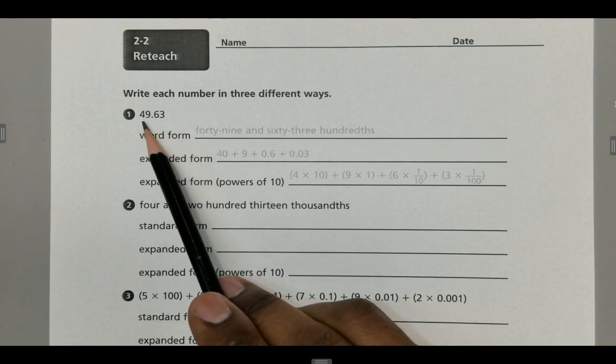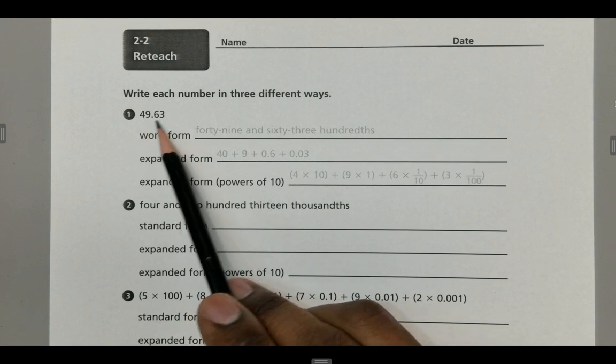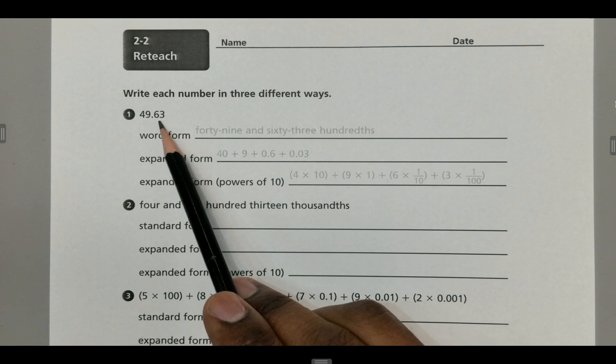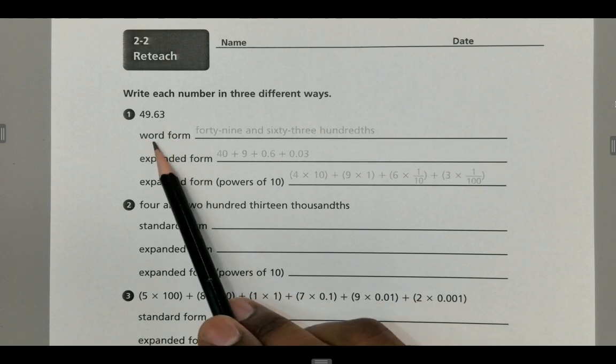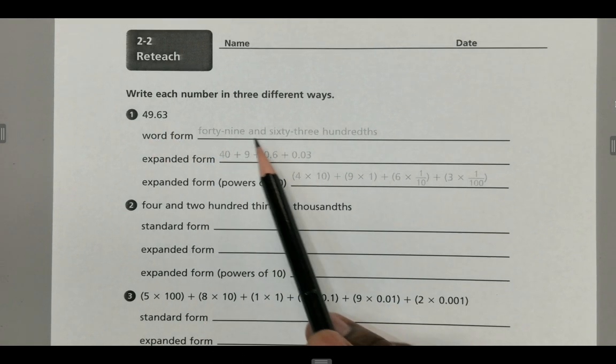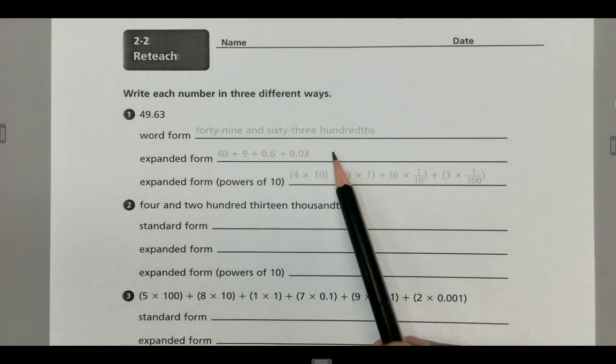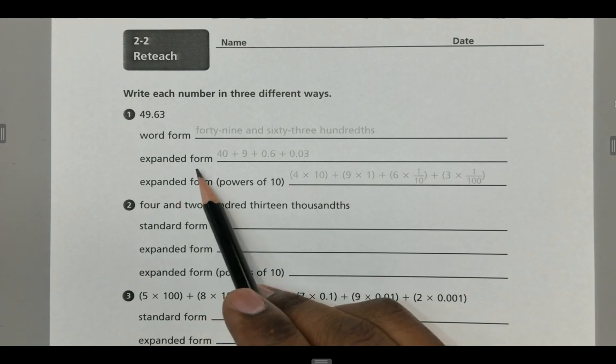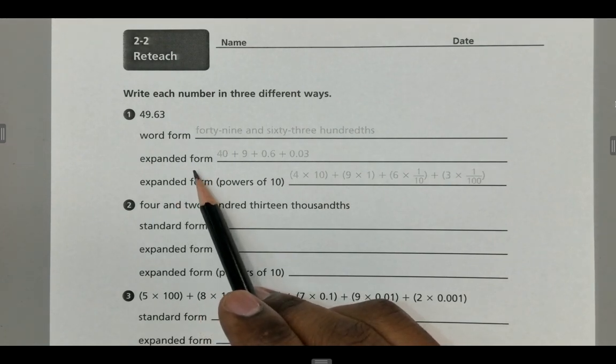And so if I can say the name of this decimal as it appears here in standard form, which is digits and a period, 49 and 63 hundredths, well, then that's exactly what my word form is, 49 and 63 hundredths. Now, there's another form called expanded form, which is really about understanding the place value part of this.